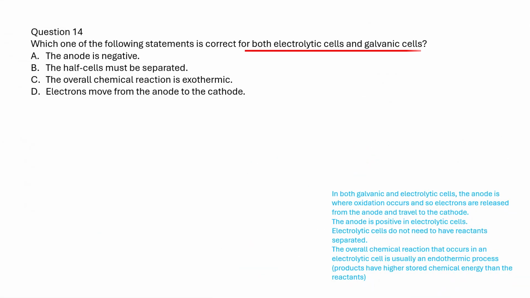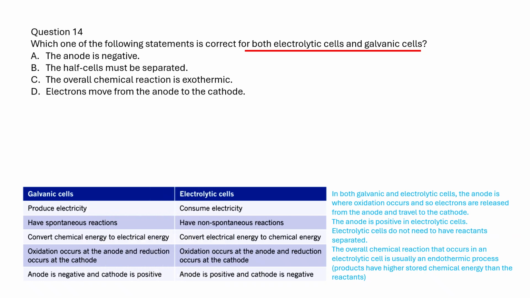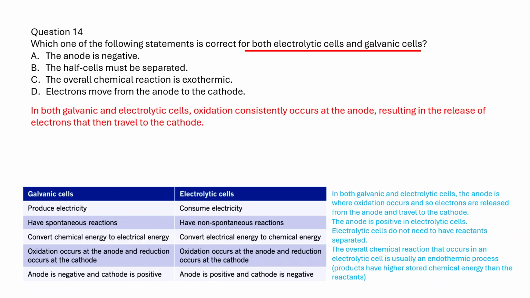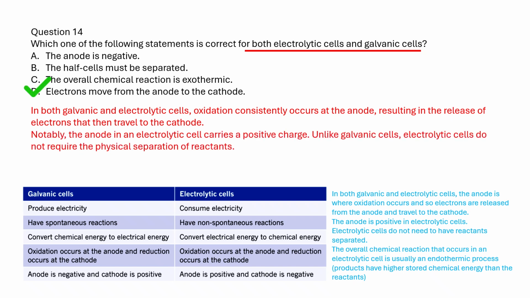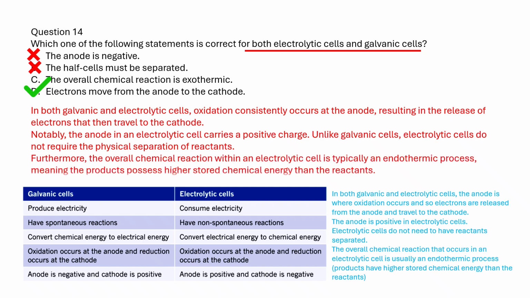Compare electrolytic and galvanic cells. In both galvanic and electrolytic cells, oxidation consistently occurs at the anode, resulting in the release of electrons that then travel to the cathode. Notably, the anode in an electrolytic cell carries a positive charge. Unlike galvanic cells, electrolytic cells do not require the physical separation of reactants. Furthermore, the overall chemical reaction within an electrolytic cell is typically an endothermic process, meaning the products possess higher stored chemical energy than the reactants.